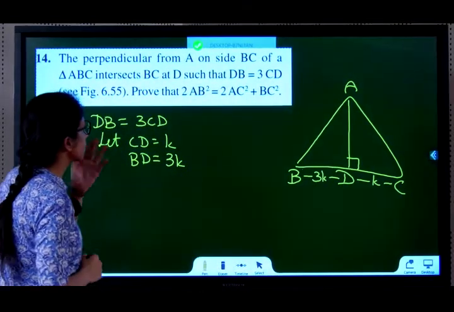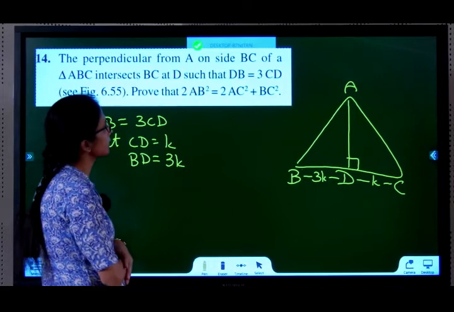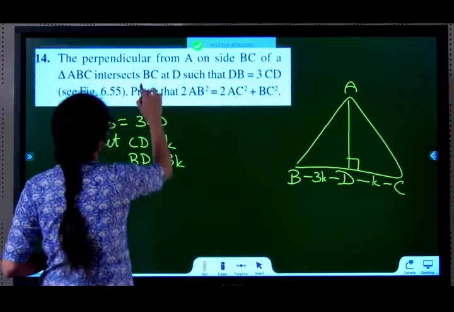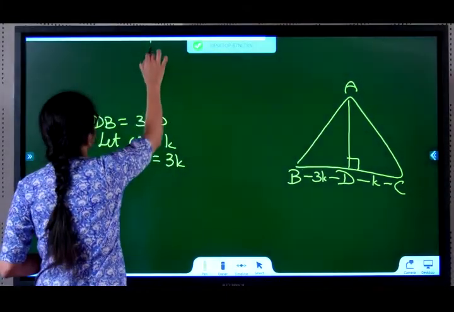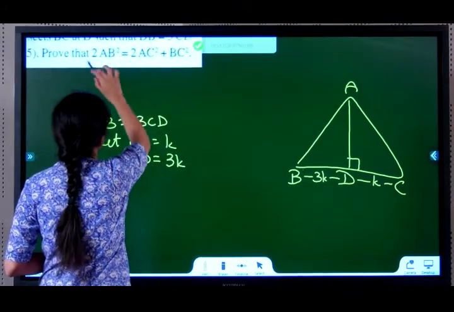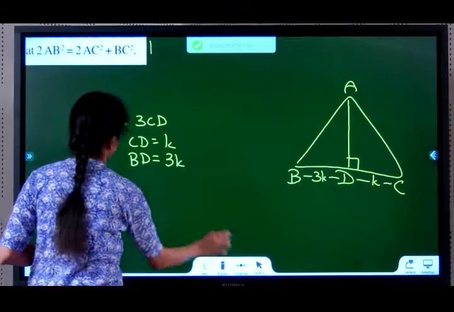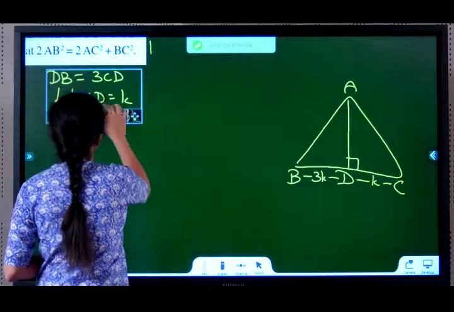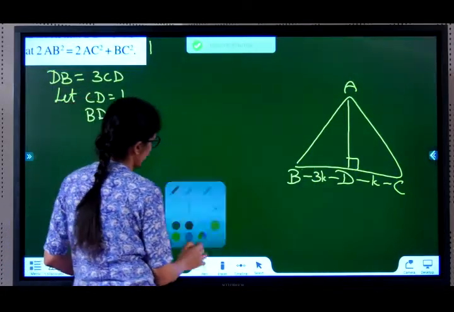Prove that 2 AD square is equal to 2 AC square plus BC square. So I will first write down whatever I have in the right angle triangles. Okay, to begin with, what do we have?